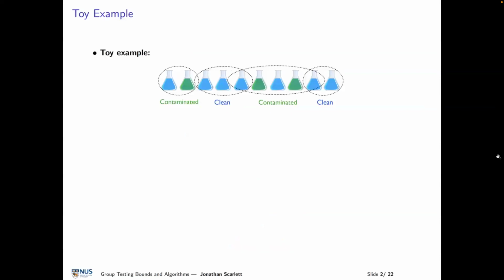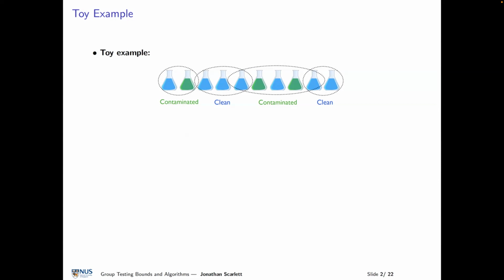So let me introduce group testing with a toy example. Imagine we have a bunch of flasks and we're trying to test which ones are contaminated. Or you could do this in a medical scenario, where these are blood samples and you want to see who's infected with something and who's not. It's not this easy. You can't just look at the picture and see the color. We imagine that these all look the same and we don't know which ones are which.